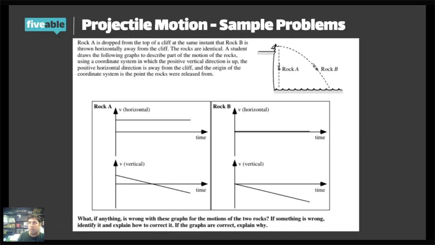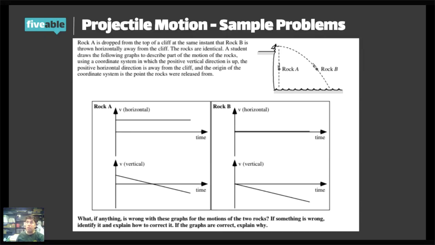So rock A is dropped, rock B is thrown sideways. Identical rocks. The student draws the following graphs to describe the motion of the rocks using the coordinate system in which the positive vertical direction is up and the positive horizontal direction is away from the cliff. The origin is where they were released from. What's wrong, if anything, with these graphs? If something is wrong, identify it and explain how to correct it. And if the graphs are correct, explain why.